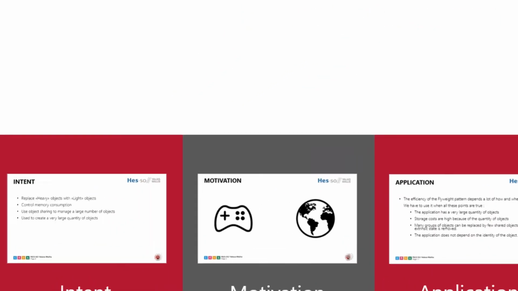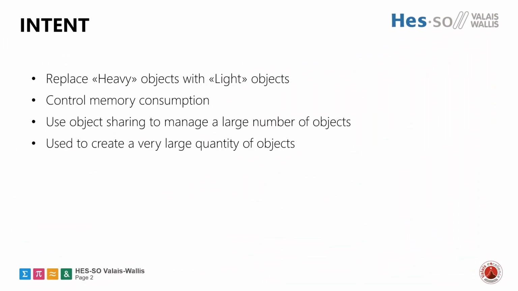So for the intent, what is the intent of the flyweight pattern? It is first to replace heavy objects with light objects, then to control the memory consumption, to use object sharing to manage a large number of objects, and it is used to create a very large quantity of objects. You will see that later.